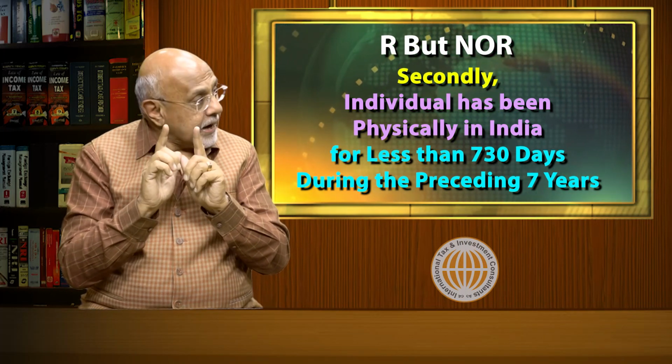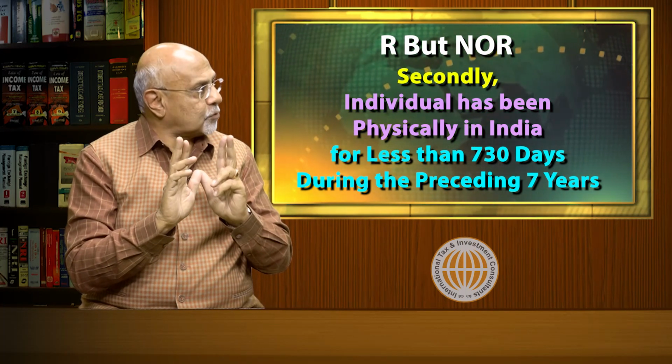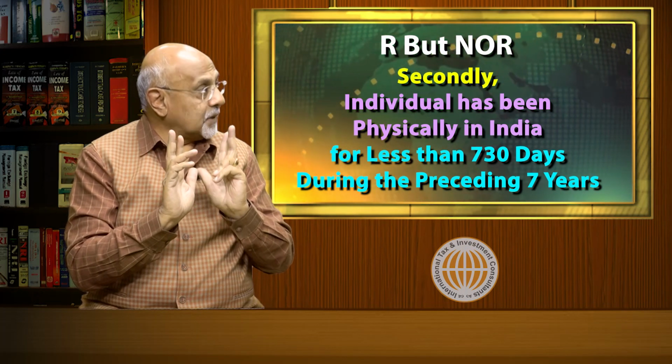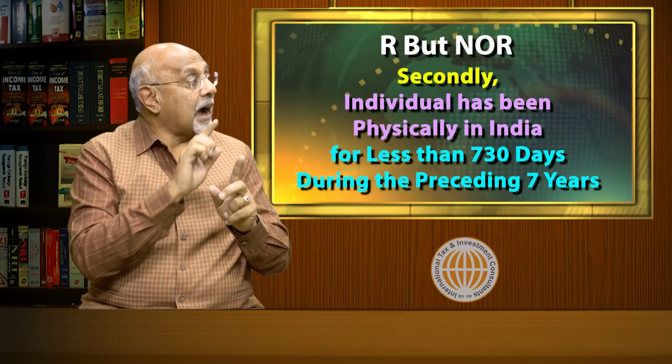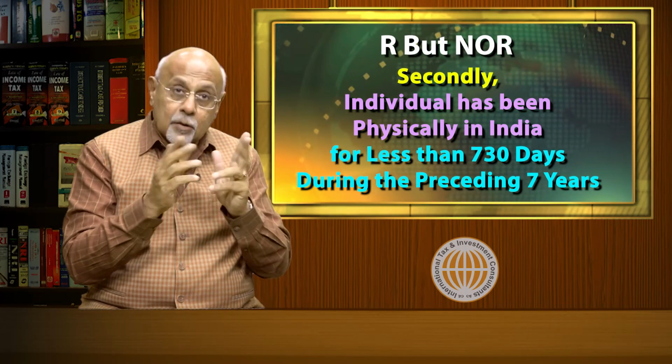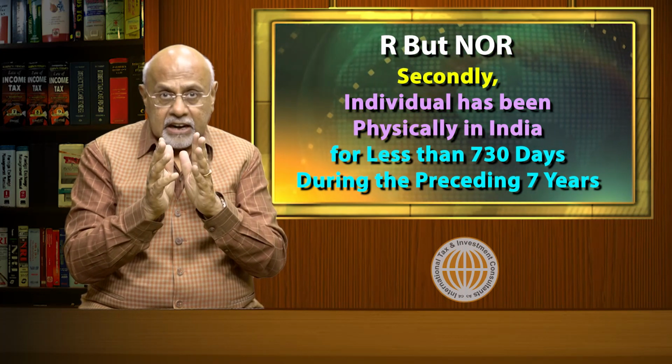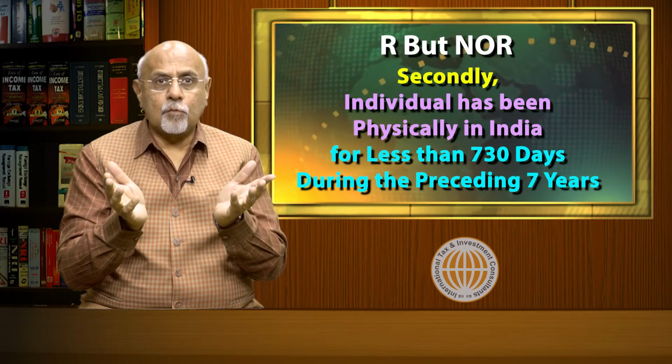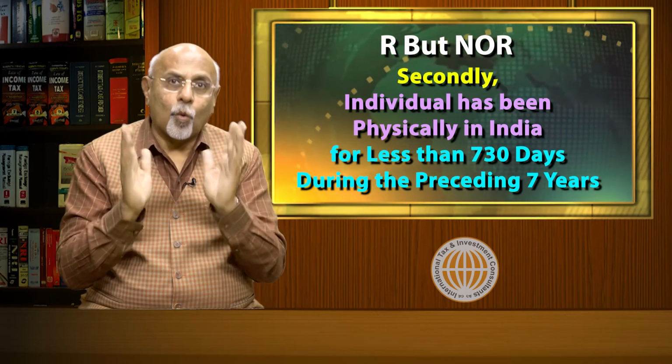Now, if any one of these two conditions is fulfilled, the person will be considered to be R but NOR. Otherwise, he will be a resident and ordinarily resident, what we call as R and OR.